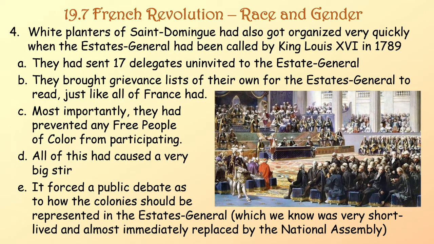White planters of Saint-Domingue also got organized very quickly when the Estates General had been called by King Louis XVI in 1789. They had sent 17 delegates uninvited to the Estates General, and they brought grievance lists of their own for the Estates General to read, just like all of France had. Most importantly, they had prevented any free people of color from participating, and all of this caused a very big stir in Paris. And it forced a public debate as to how the colonies should be represented in the Estates General, which we know was very short-lived and almost immediately replaced by the National Assembly.